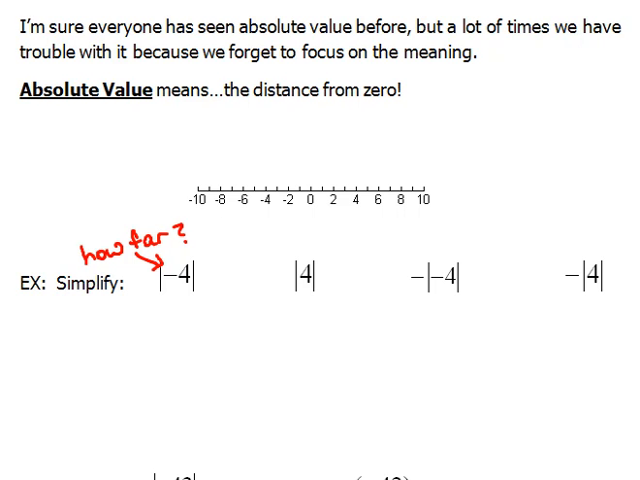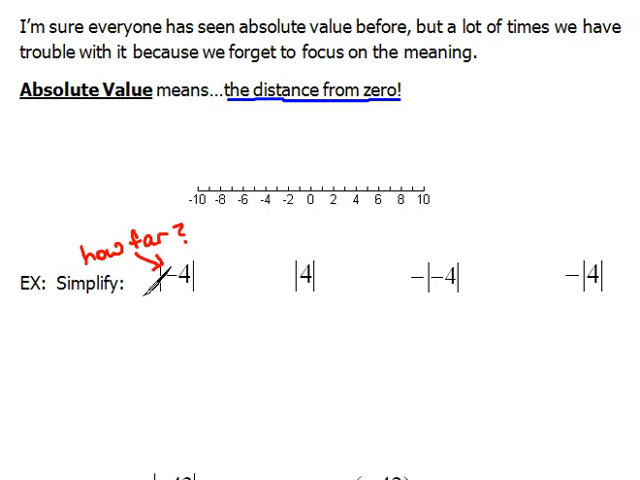Alright, in this lesson we're going to be talking about absolute value of a number. And I want you to really focus in on the meaning of absolute value. Absolute value means the distance from zero. A lot of times students say, well, it's the positive. Well, when you start thinking that way, you forget about what the real definition is. And the definition is the distance from zero. So that's what we're going to look at.